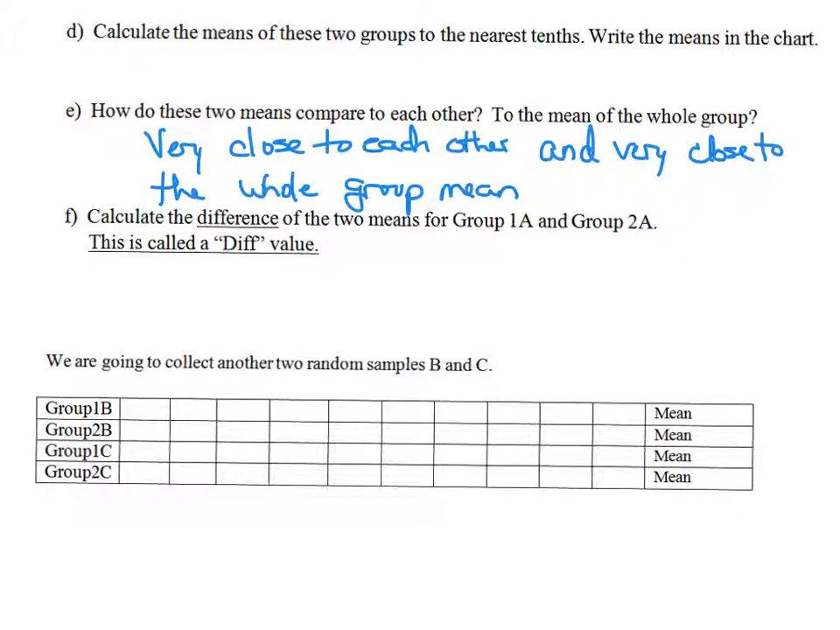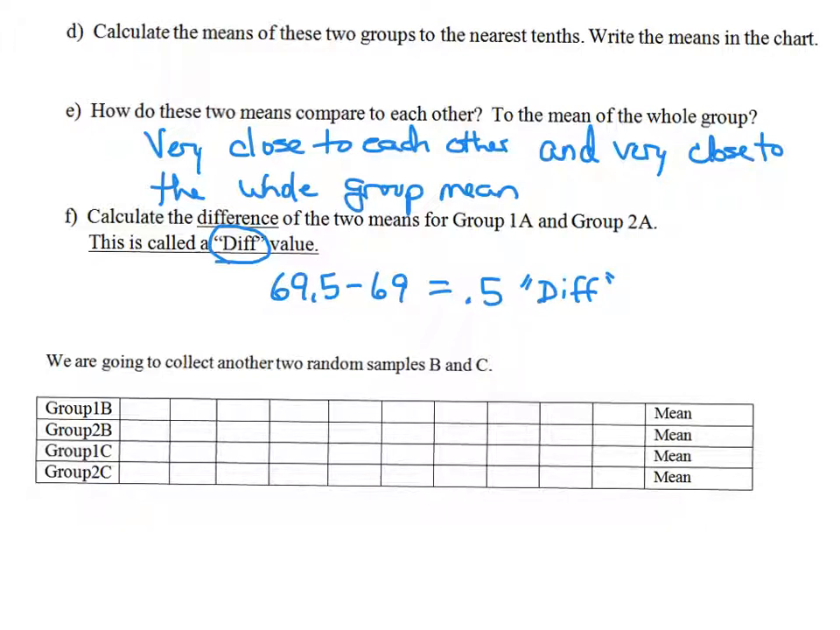Now, the calculation that we're going to be looking at a lot in this lesson is going to be called the difference of the two means. It has a special name. It's called the diff value. So to do that difference, we're just going to take 69.5 and subtract 69, and we see that our diff value this time is 0.5. So again, I'm going to call that the diff.